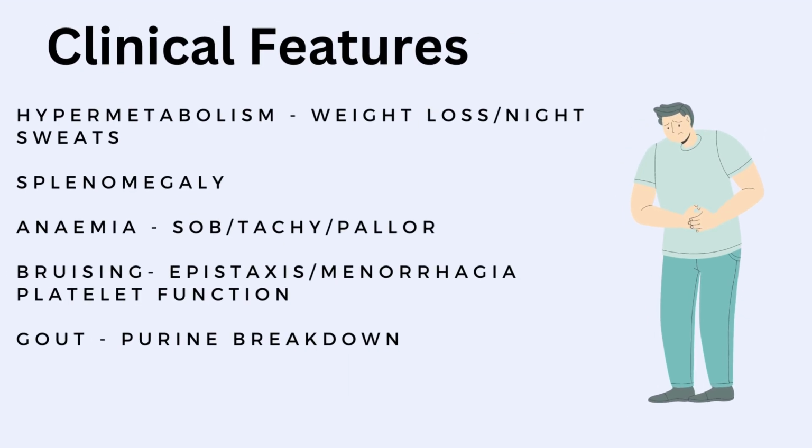So the clinical features may include weight loss or night sweats because you've got a high turnover of your bone marrow and hypermetabolism. You can get abdominal pain and fullness from splenomegaly. That's because of high numbers of circulating blood cells, as well as extramedullary hemopoiesis because you've got less room in your bone marrow due to the large number of granulocytes. You can get bruising and bleeding from low platelet function, again because there's less room in the bone marrow.